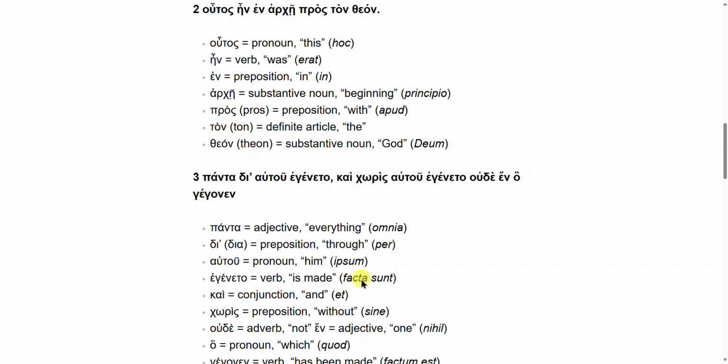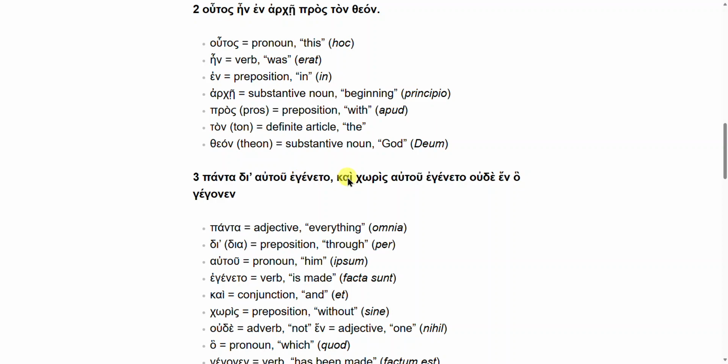So facta sunt in Latin means made are, because in Latin, again, this is omnia, which means all things. It's plural, and the verb is plural. In Greek, egeneto here is translated as is made, being singular. That's why I translated panta as everything rather than all things. So, panta di'autou egeneto, all things or everything through him is made. All things through him is made. That's a challenging phrase there.